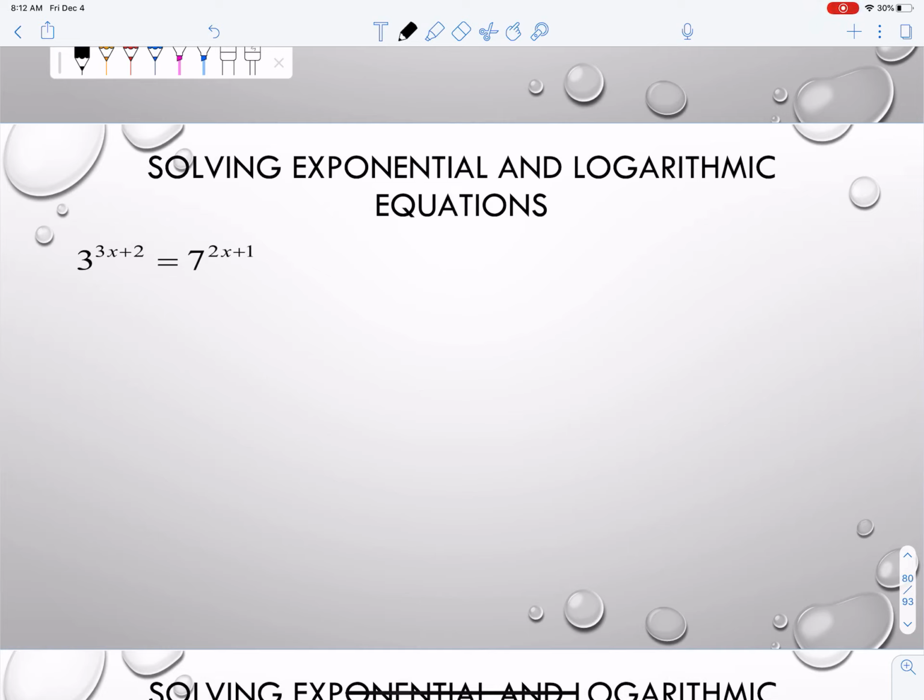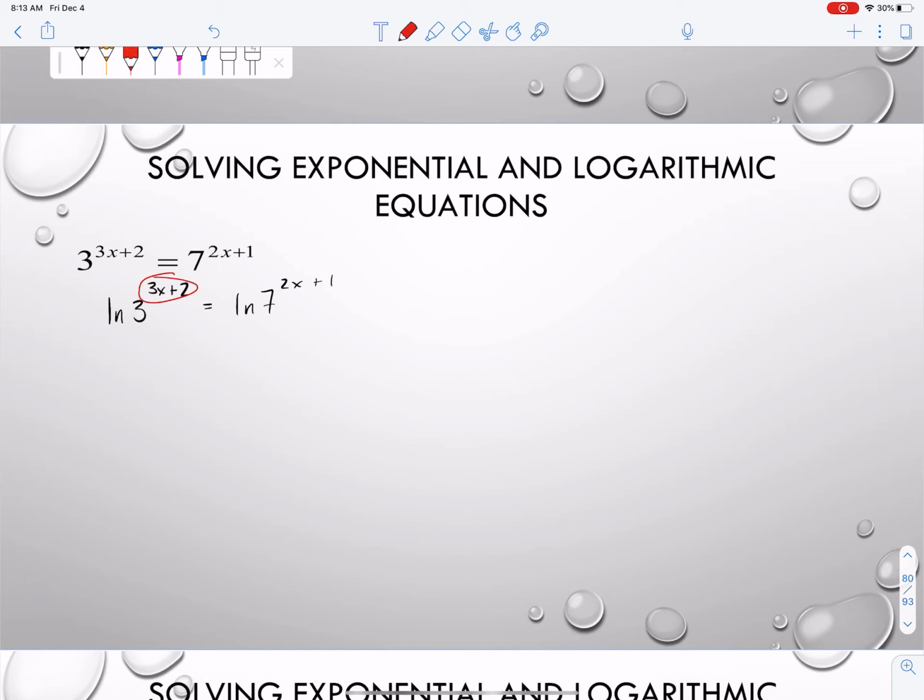No matter how I do this, this is going to get messy. Trust me on this one and use the natural log or the log base 10. I'm going to use the natural log simply because it's one less character and it's going to save me a little bit of writing. Plus, I have a thing for the natural log over log base 10 because it works nicely in a lot of other applications as well. So I'm going to take a natural log of both sides here. So when I do that, we're going to have a natural log of 3 to the 3x plus 2 equals the natural log of 7 to the 2x plus 1 power.